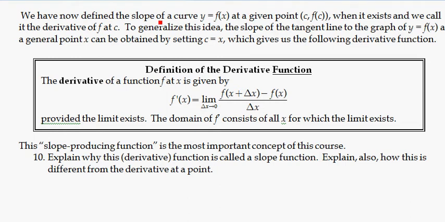Okay, we now have defined the slope of a curve, y equals f of x, at some given point, a particular point when it exists. And we call it the derivative of f at c. So this is sort of a new word, right? We were calling it the slope of f at this point c.